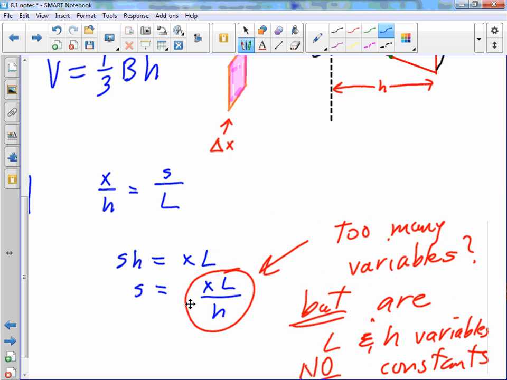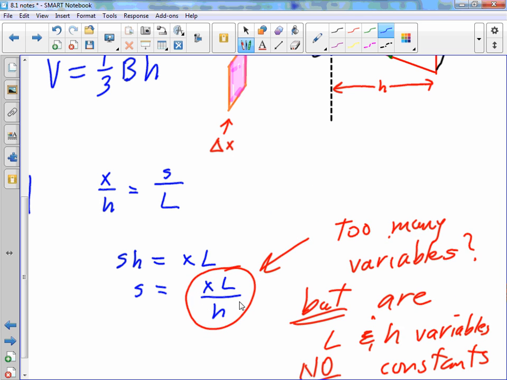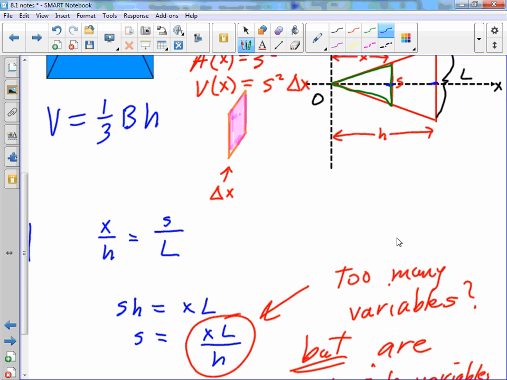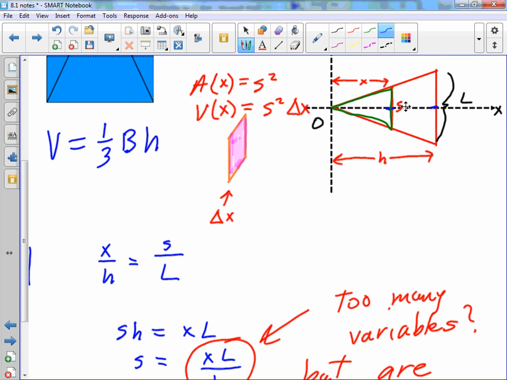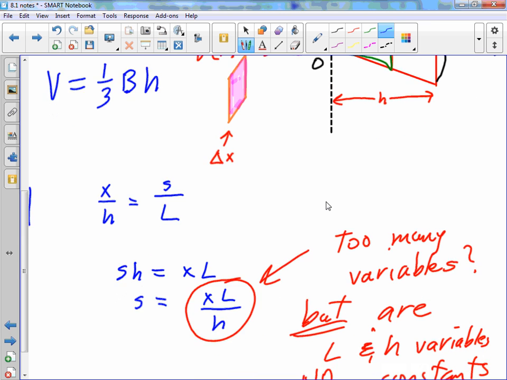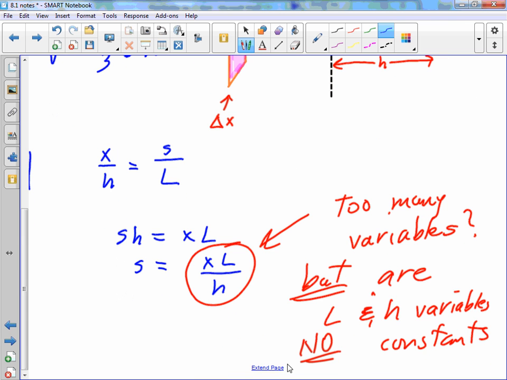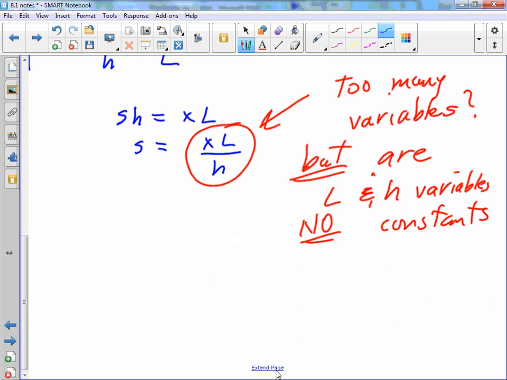And this morning we talked about, gosh, look at all these variables. And we said, well, L and H appear to be variables, but they're really not. They are just going to be dimensions in this triangle. And the only variable is going to be X, the distance from the origin, and that will slide back and forth. So we're actually okay, even though it looks like it. Those guys are going to be constants, L and H. So then we're in pretty good shape.